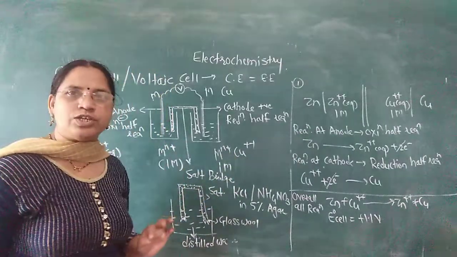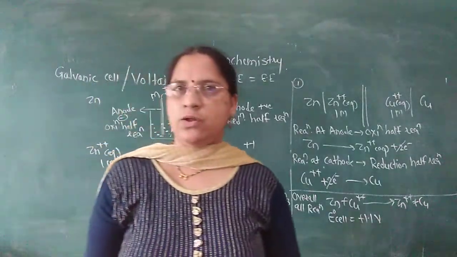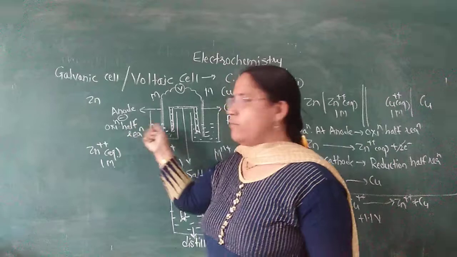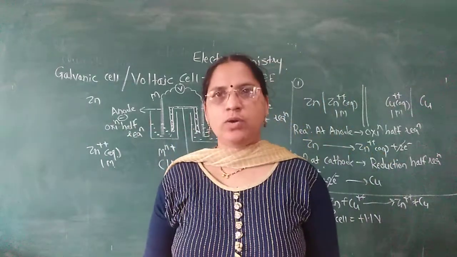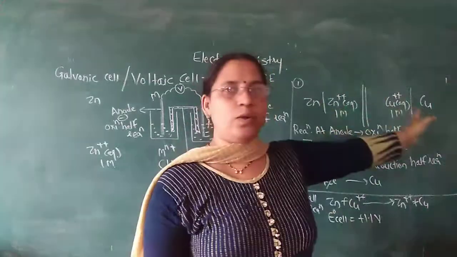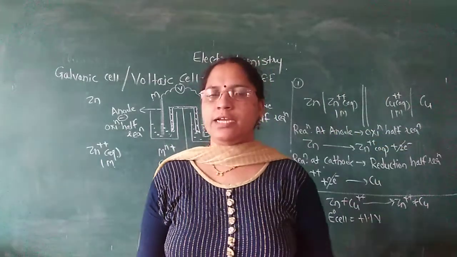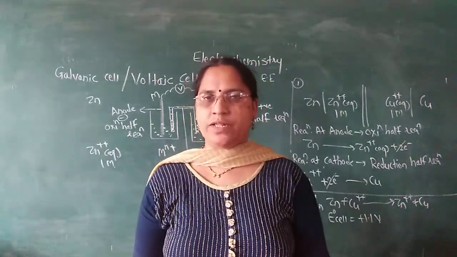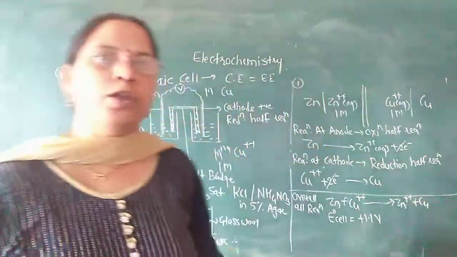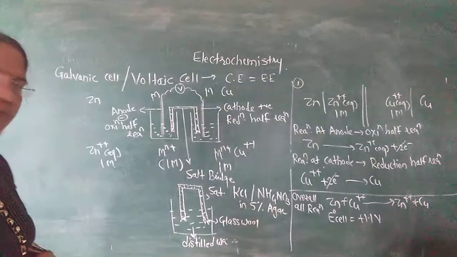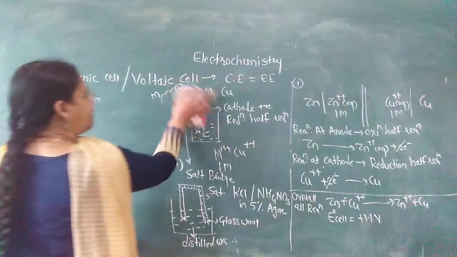So what are the three questions based on here? How will a galvanic cell or voltaic cell be constructed? You can show it with one example. Second, explain the short notation for the galvanic cell. This one I had already explained. Third, write the cell reaction and find out the EMF of the cell. That is the third question based on the galvanic or voltaic cell. Now continue with the further part. We will continue with the galvanic cell only.